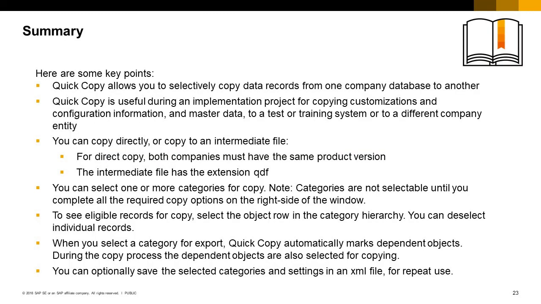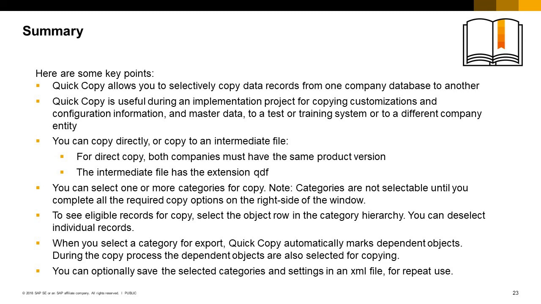Here are some key points to take away from this session. Quick Copy allows you to selectively copy data records from one company database to another. The tool is useful during an implementation project for copying customizations and configuration information, or master data, to a test or training system, or to a different entity for the same company. You can copy directly, or copy to an intermediate file.